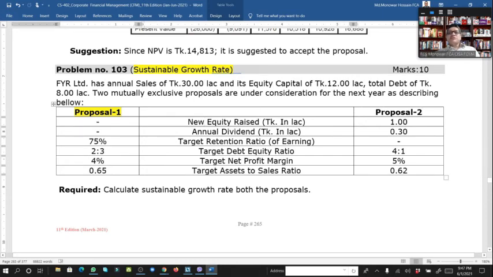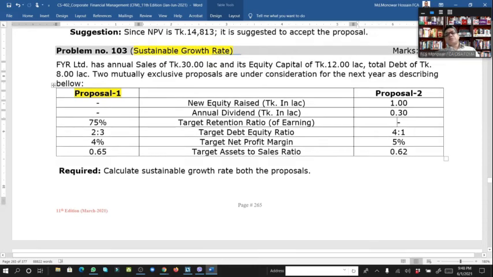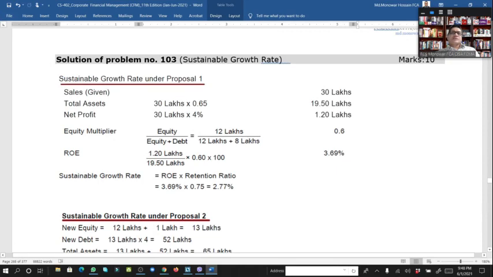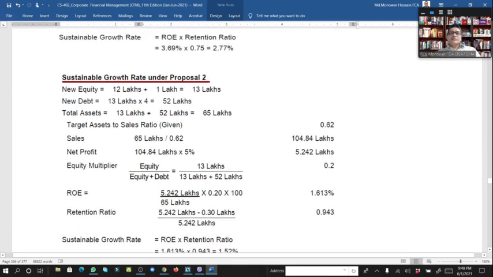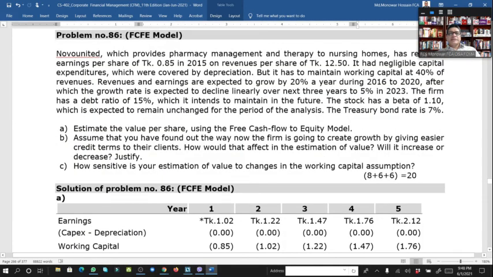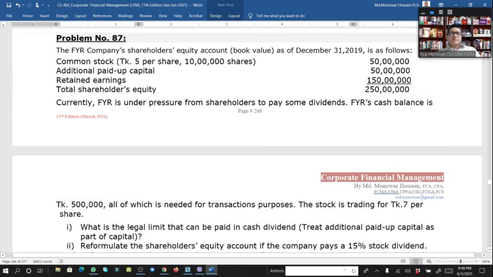Here, new equity raised is 1 lakh; in proposal 2, the annual dividend is 0.3, and the target retention ratio of earnings is 75%. So these are the two proposals on two sides. Calculate the sustainable growth rate for both proposals. So here is the calculation: sustainable growth, with sales and total assets given. Put all the calculation in your khata, and we will be able to discuss if any difficulty comes.